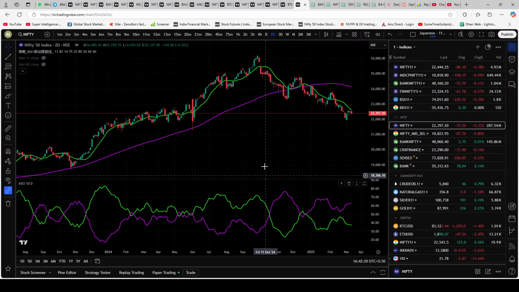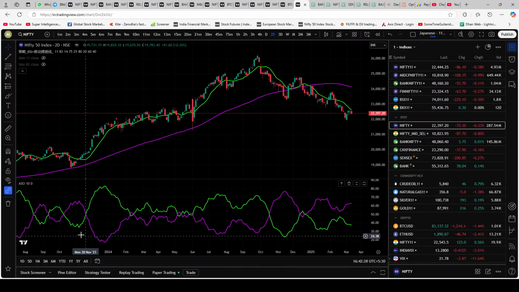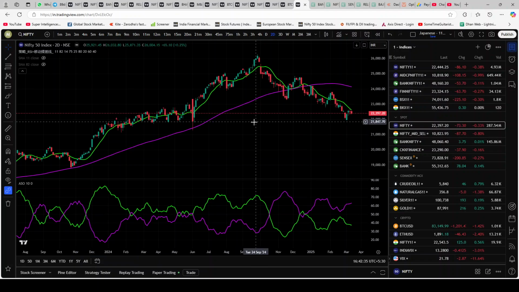You will also find that every time there's a turn on top, there is a purple intersecting the green and going on top, that means it's getting bearish. And when there's bullishness going to happen, you will find that the green is cutting into the purple and going higher. That means the trend is bullish.